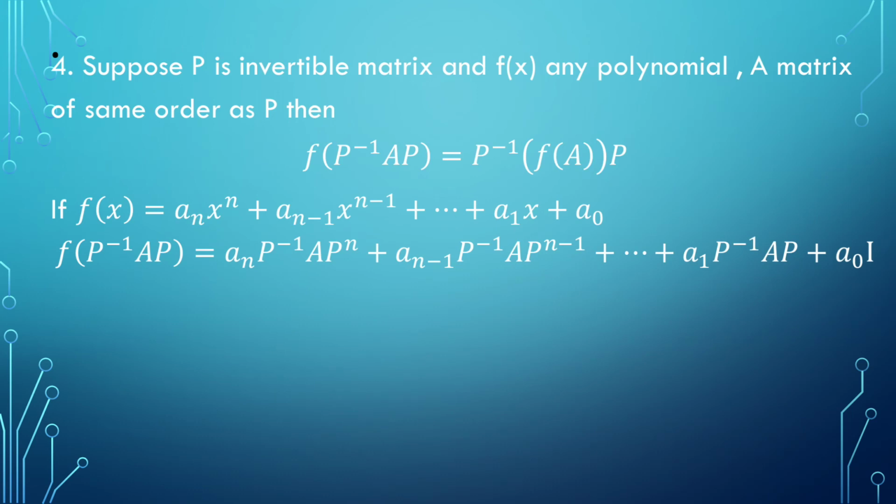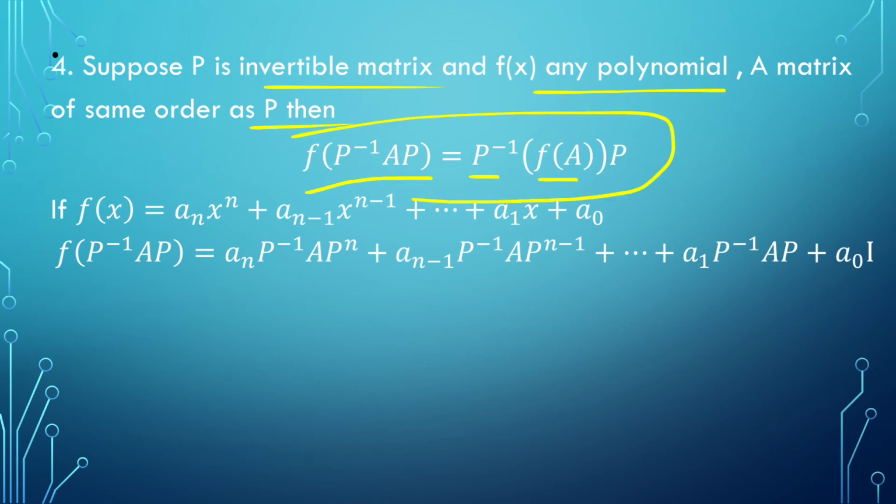Okay, let's look at another example. Suppose P is an invertible matrix and f(x) is any polynomial, and A is a matrix of the same order as P. Then if you do the function directly, P inverse AP, and you first work out the function of A, you'll get that the two solutions will be the same.